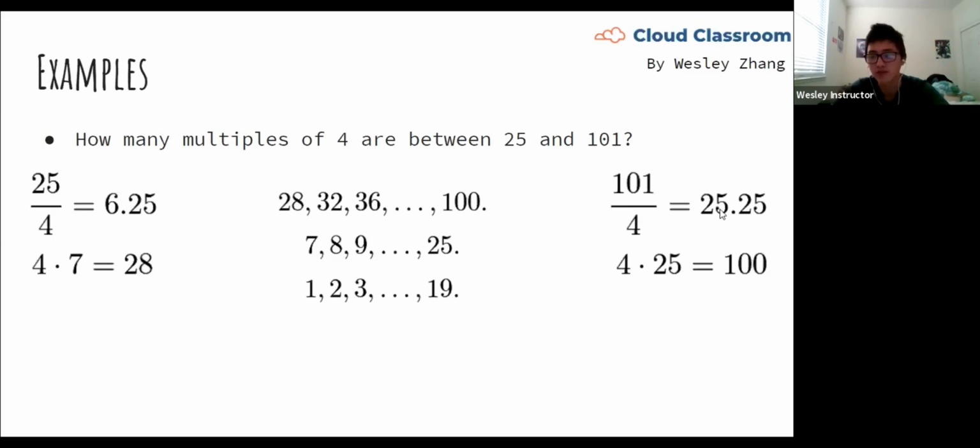And 101 divided by 4 is 25.25. That's too big. And 4 times 25 is 100. So 100 is the biggest number in this list. So basically, we're just counting by 4s up from 28 to 100. And we want to see how many numbers are in this list. We can divide each number by 4 to get this list, 7, 8, 9, all the way to 25.